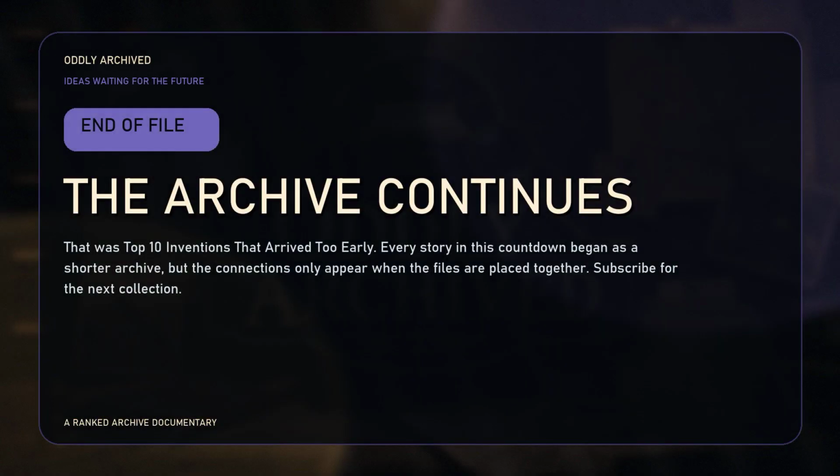Every story in this countdown began as a shorter archive, but the connections only appear when the files are placed together.